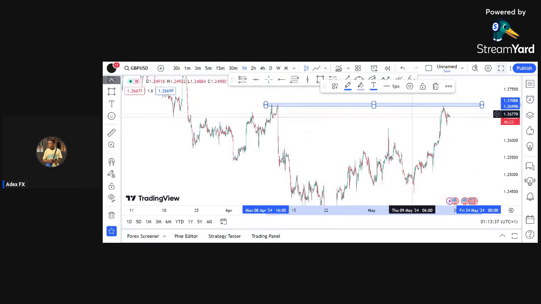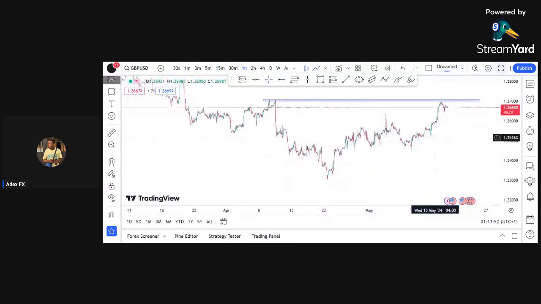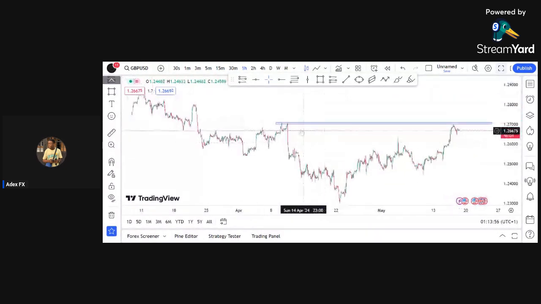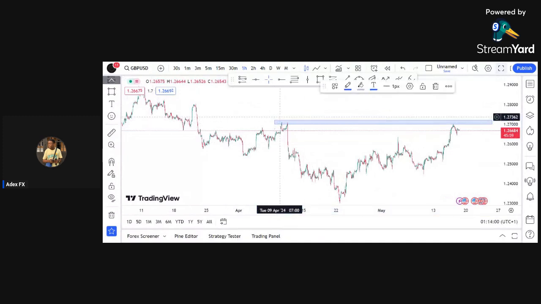Let's assume that I already picked out my zone and extended it to the future. I must have taken this trade now, this short sell. It's just a short sell. But I don't want to just talk about trade yet. So that is for our resistance zone.